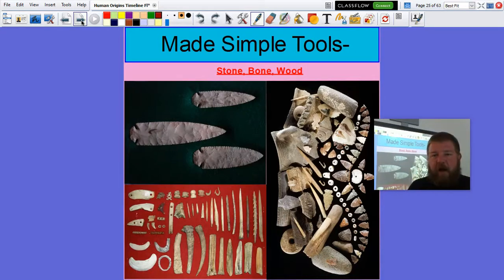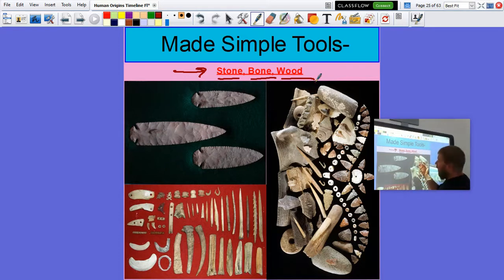So how would they hunt? How would they clean these products? Well, they made simple tools, and that's where the name Paleolithic comes from. Simple stone tools. Now, it wasn't just stones. We think of it as the old Stone Age because this was the hardest and sharpest substance they worked with. But when I say simple tools, we're actually talking about stone, bone, and wooden tools.